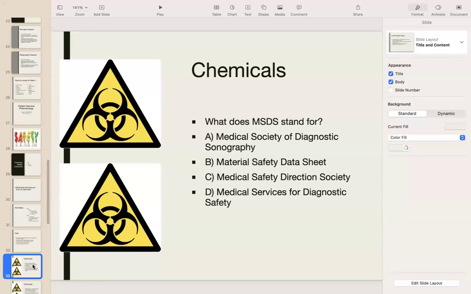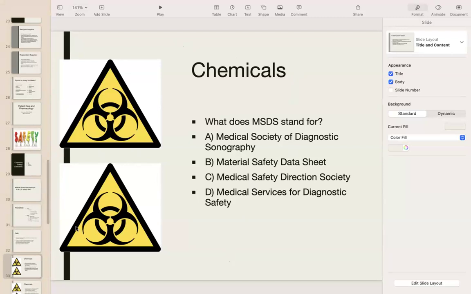The next one is chemicals. So what does MSDS stand for? Is it A, Medical Society of Diagnostic Sonography, B, Material Safety Data Sheet, C, Medical Safety Direction Society, or D, Medical Services for Diagnostic Safety? So B is the correct answer, Material Safety Data Sheet.